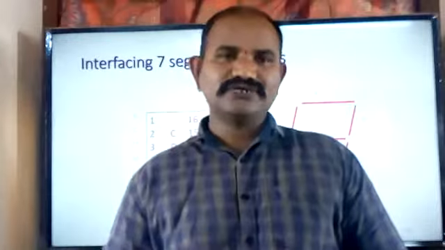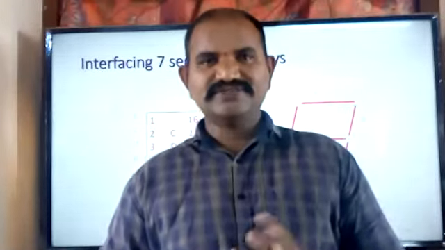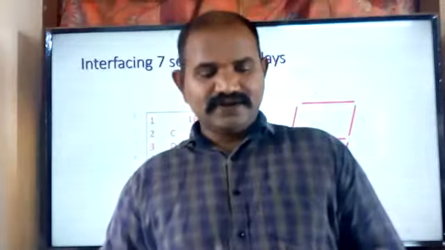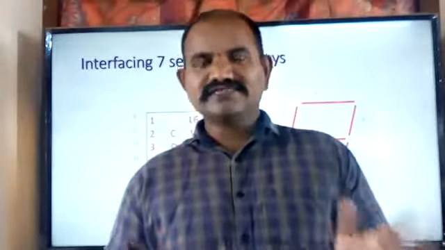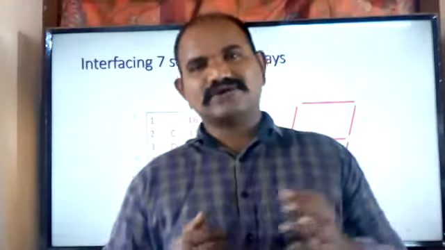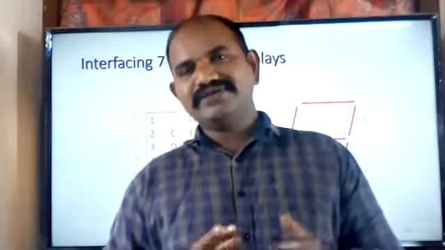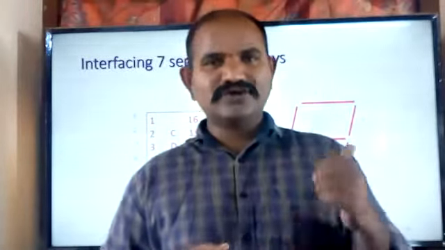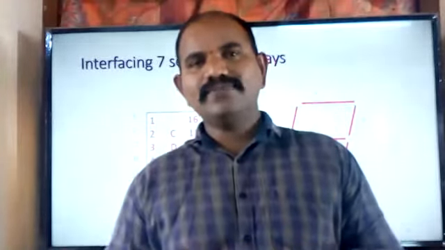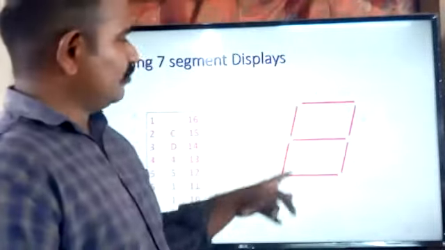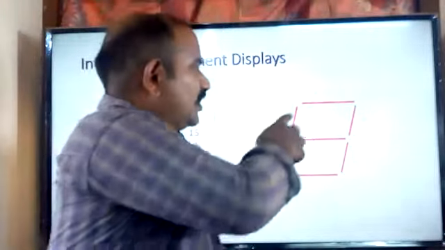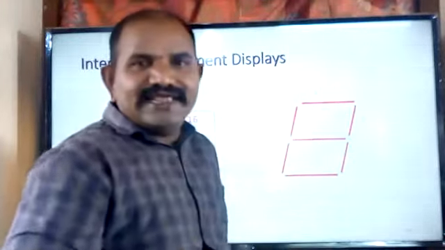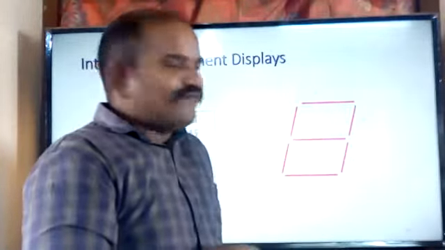But in this class we are going to discuss the 7-segment display. The name itself says 7-segment display, meaning there are 7 segments, and LEDs are used as the segments in this display. Here we are using bar LEDs to form a symbol like this. Using this structure, you can display any numerical value from 0 to 9.